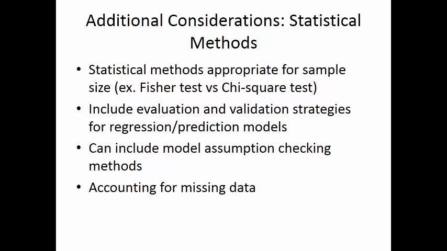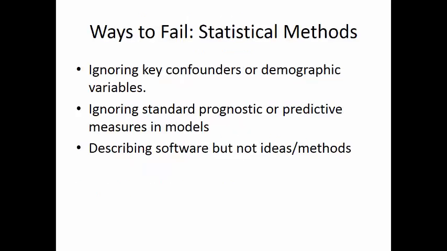And particularly if this is going to be a longitudinal clinical study, whether it's a trial or just an observational study, we need to have methods to account for missing data. Missing data will always occur in any clinical longitudinal study, and there's an expectation that you're going to have a plan for how to deal with that. Some of the ways to fail in the method section: one is ignoring key confounders or demographic variables. I'm going to put this in somewhat of a highlight, specifically the consideration of sex in the analysis, males versus females.